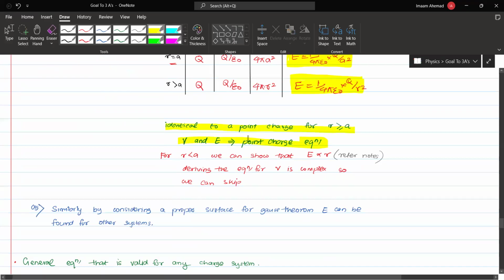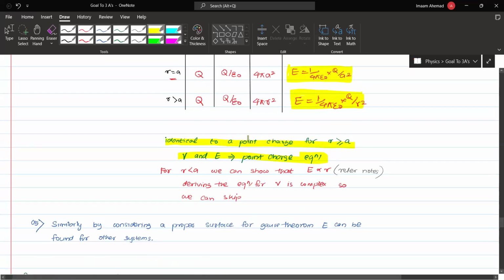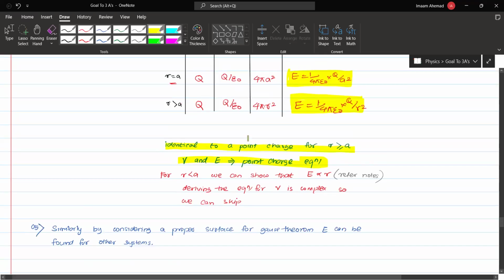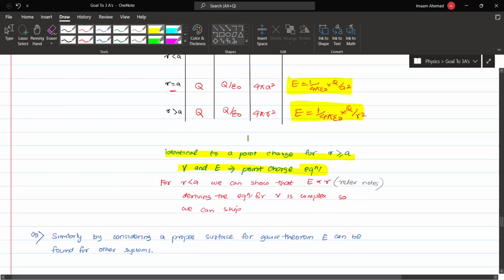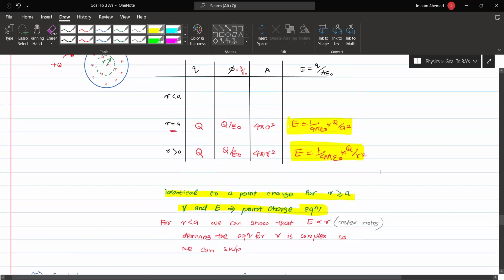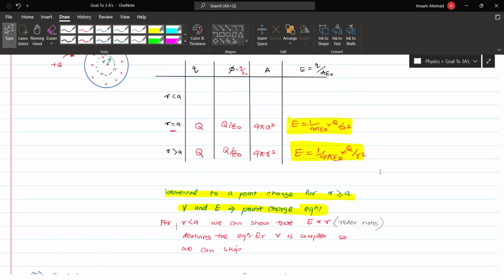Now, whenever you see a sphere question, you have to be happy that if R is greater than A, the question becomes simple, because that is going to be the trick. They are going to expect you to think of it as a point charge. If you can understand that it's a point charge, then the question should become simpler. Do you get the idea?